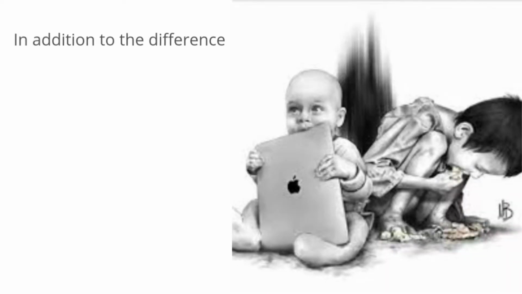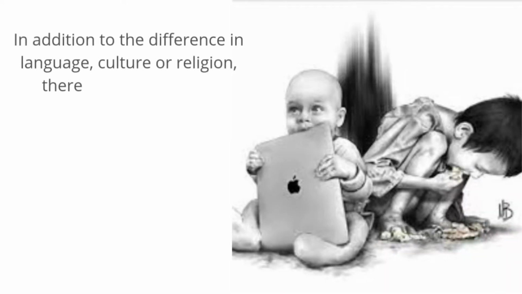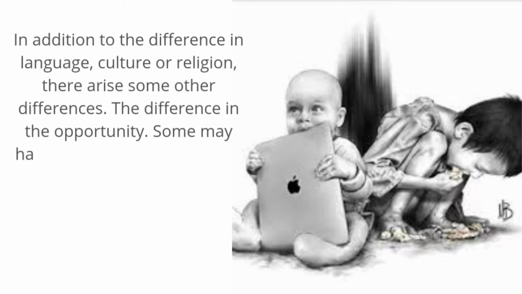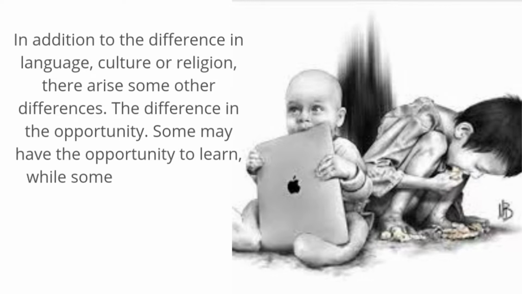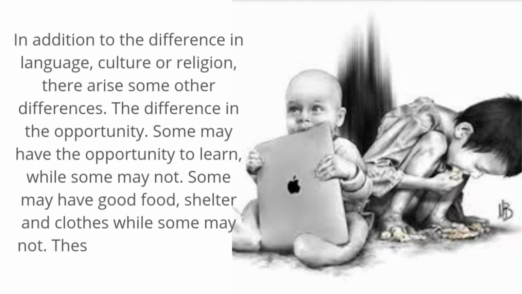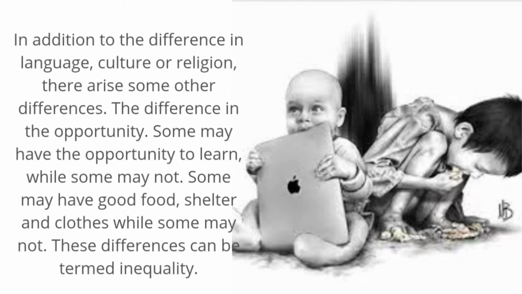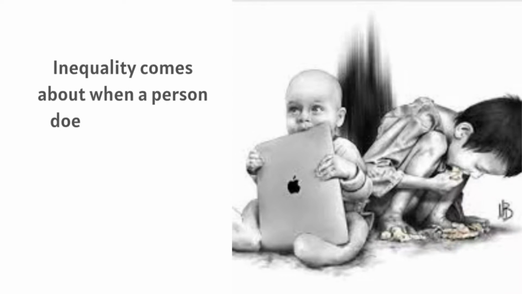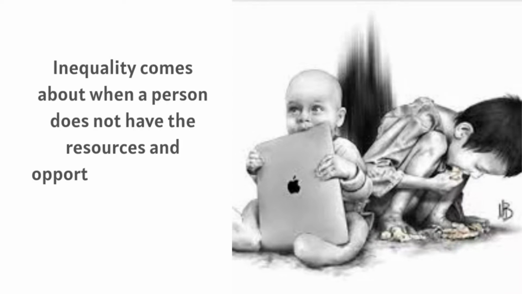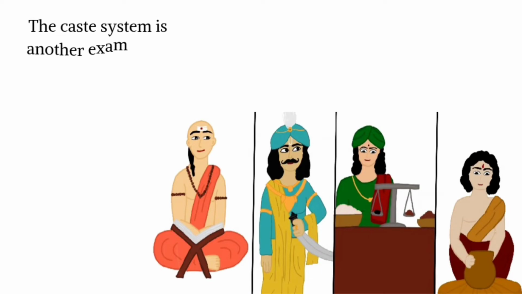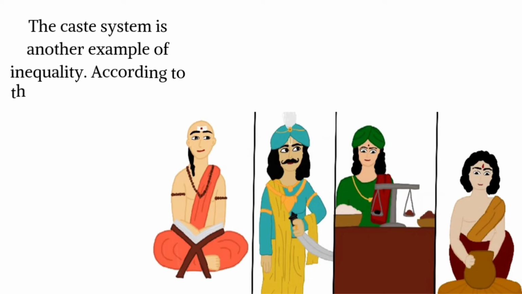In addition to the difference in language, culture or religion, there are some other differences. The difference in the opportunity. Some may have the opportunity to learn while some may not. Some may have good food, shelter and clothes while some may not. These differences can be termed inequality. Or in other terms, inequality comes about when a person does not have the resources and opportunities that are available to other persons. The caste system which was prevalent in the world is an example of inequality.